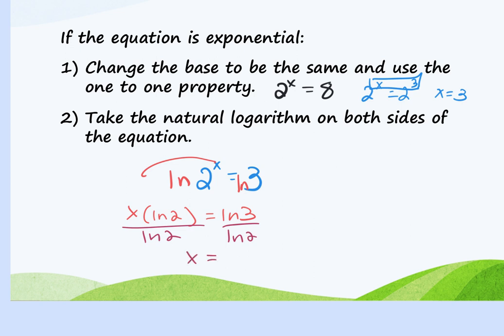And this is where your calculator comes into play. If I didn't have a calculator, I would leave it as ln of 3 over ln of 2. With a calculator, I'm going to do ln of 3, close my parentheses, divided by ln of 2. And I get 1.5849. So 1.585 if you're rounding to 3 decimal places.